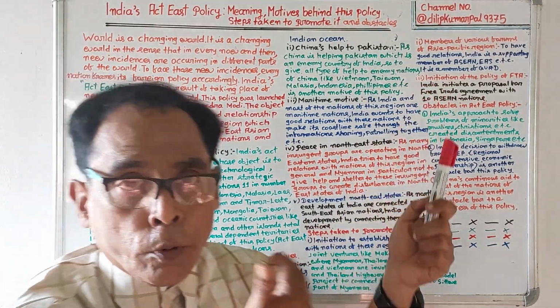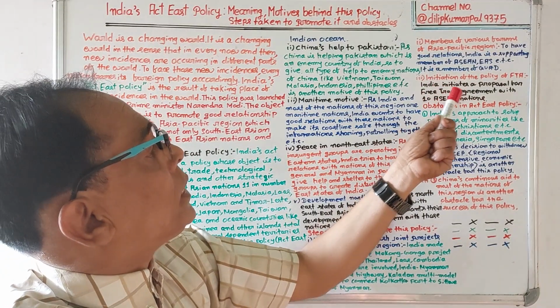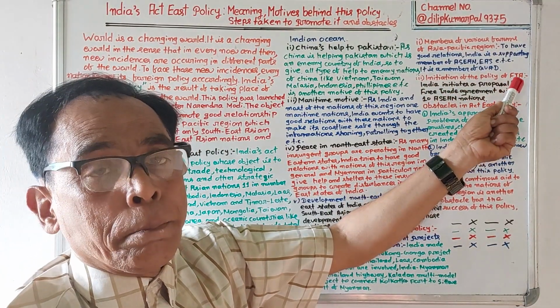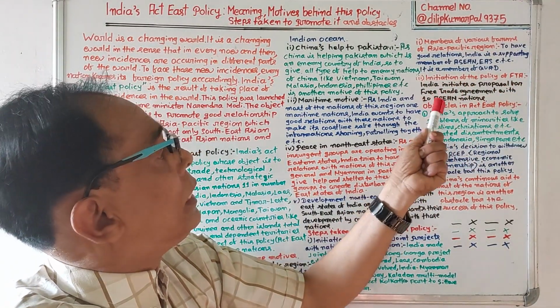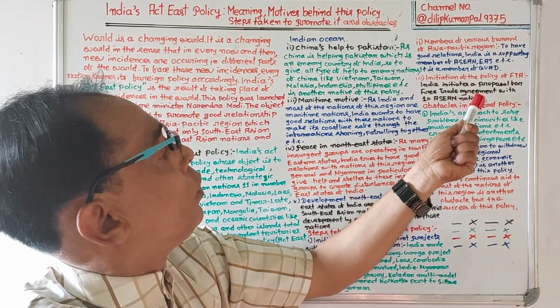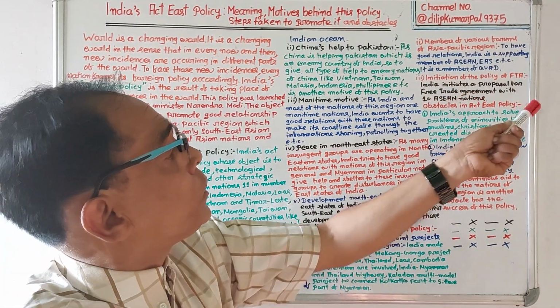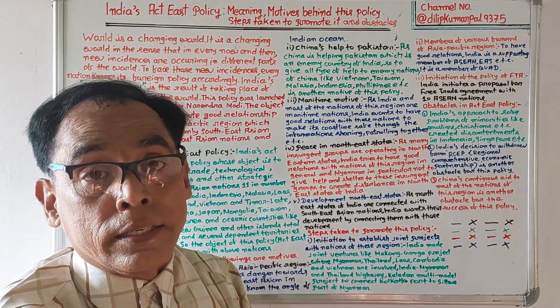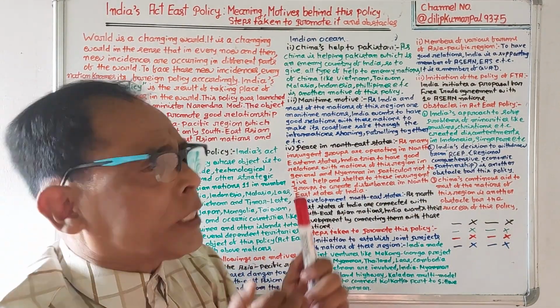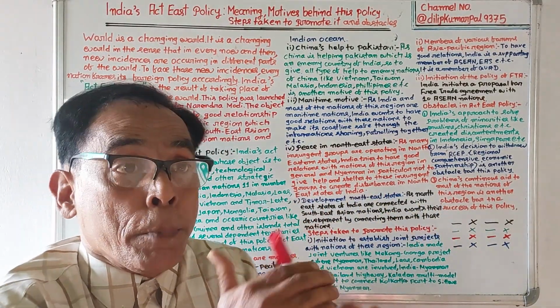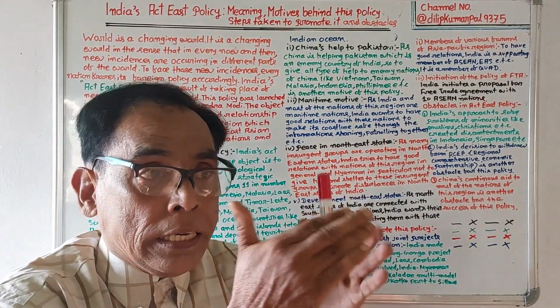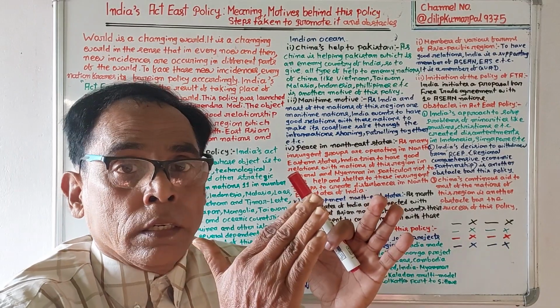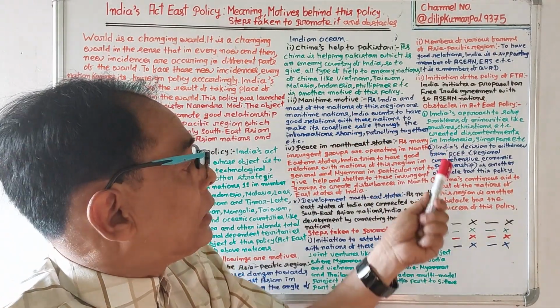Third step to promote this policy: initiation of the policy of FTA, Free Trade Agreement. India initiates a proposal for free trade agreement with 10 Asian nations. Now let us discuss some obstacles before this policy. India's Act East policy has some obstacles. We'll discuss here three obstacles.